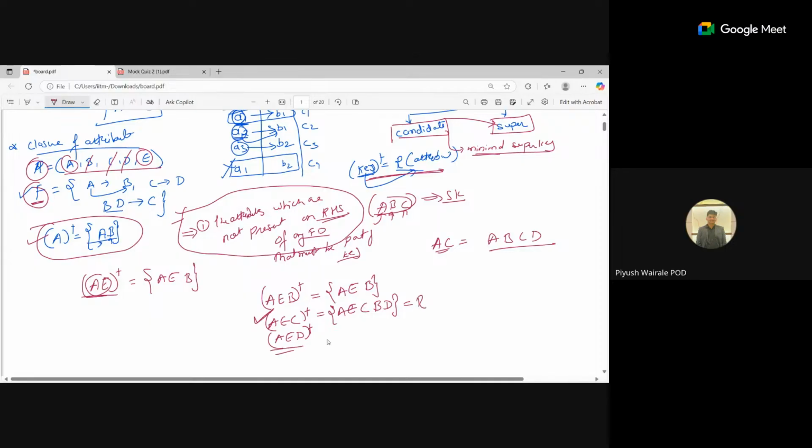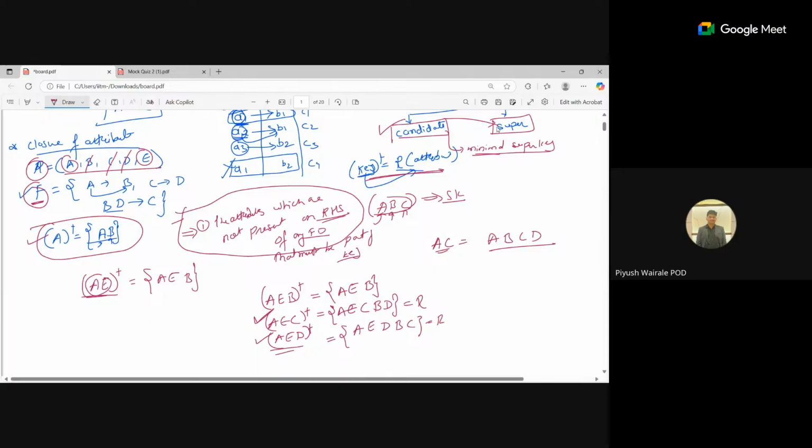What about AED? Same: A, E, C, D, all the attributes. We are getting C also, right? Yes. So here's also R. So here we got two candidate keys. A relation or table can have multiple candidate keys.